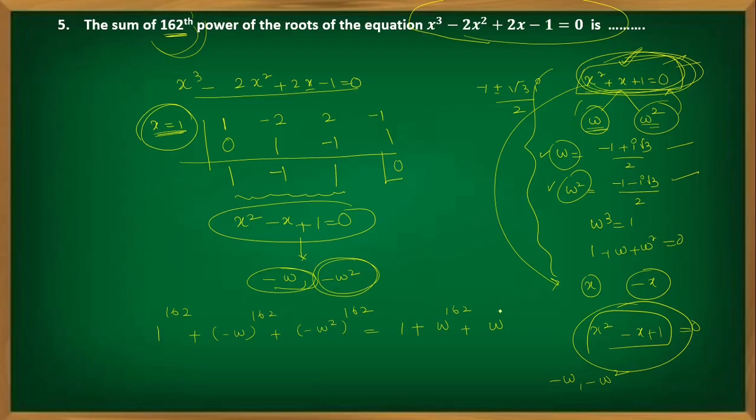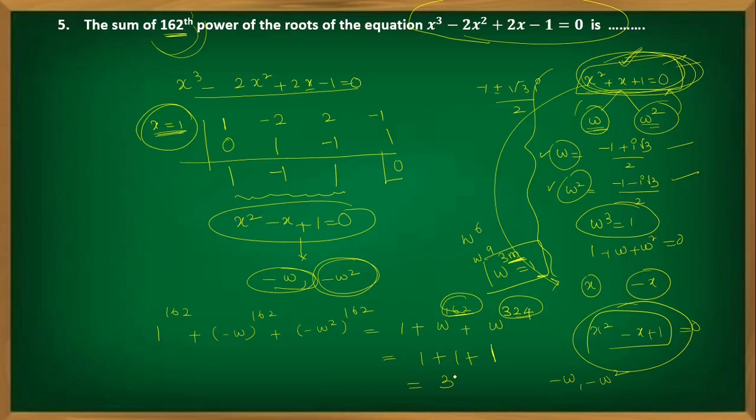162 times 2, so 324. Now can you see, we know the property that omega cube value is always equal to 1. Not only omega cube, omega power 6 is 1, omega power 9 is 1, omega power of a multiple of 3 is always equal to 1. Now you see, this is a multiple of 3, 3 fives are 15, 12, 3 fours are 12, right? So this is a multiple of 3. So omega to the power of a multiple of 3 is how much? 1. This is also a multiple of 3. So omega to the power of a multiple of 3 is 1. So 1 plus 1 plus 1, which is equal to 3.